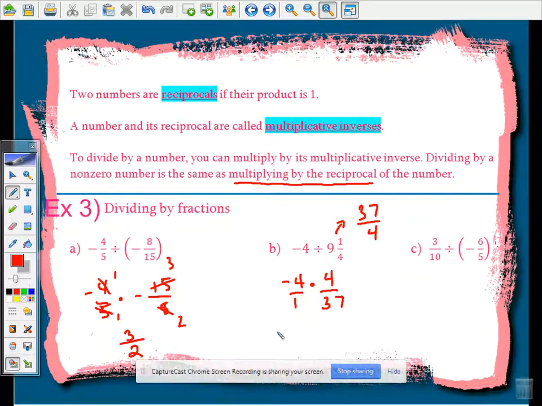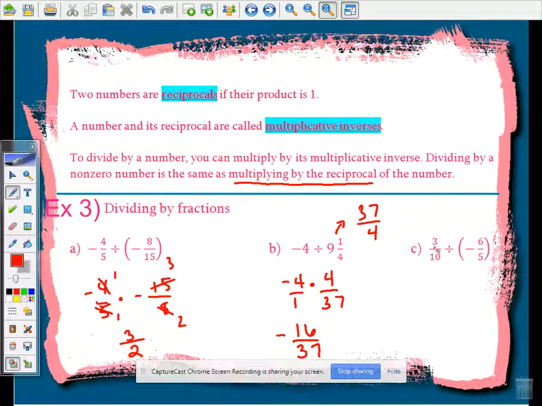Now I have a negative times a positive, which we know lands us with a negative. I cannot simplify anything here, so I'm just going to multiply across. 4 times 4 is 16. 1 times 37 is 37. Doesn't look nice, but that's the answer.